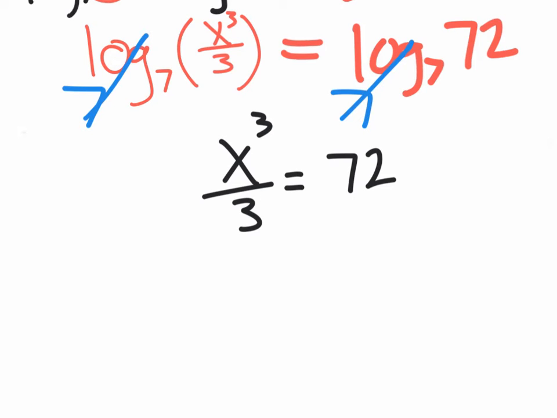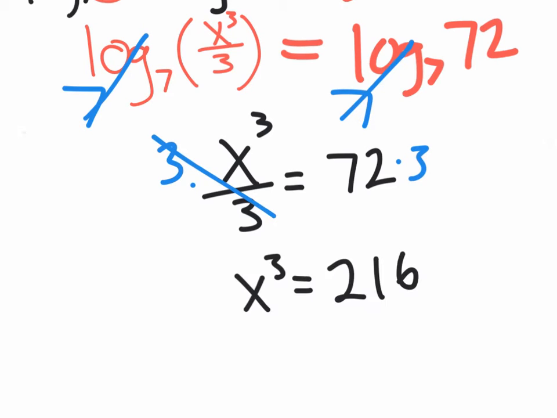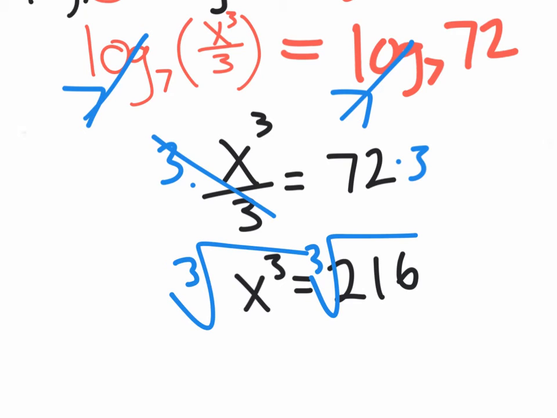And from there, of course, we're going to get rid of the divided by 3 by multiplying by 3, multiplying by 3. So we end up with x cubed equals 216. And now we're going to get rid of the cube by doing the cube root. So we're going to do the cube root here and the cube root over here. We will get x equals 6. Because 6 times 6 times 6 is 216.